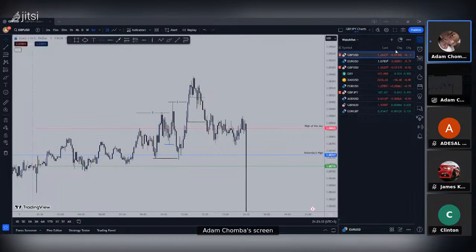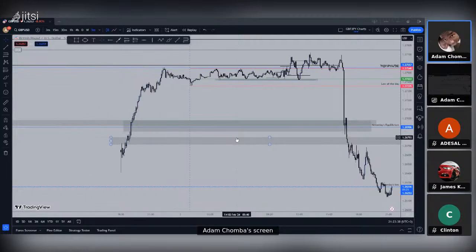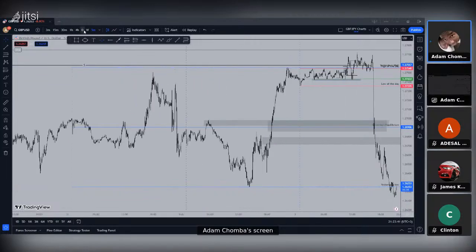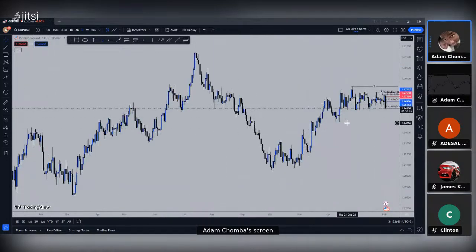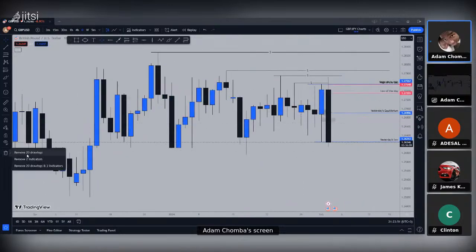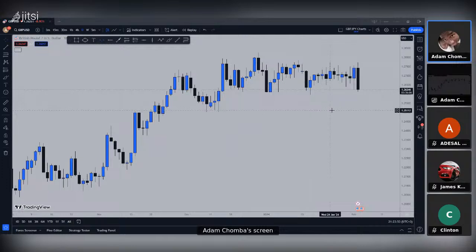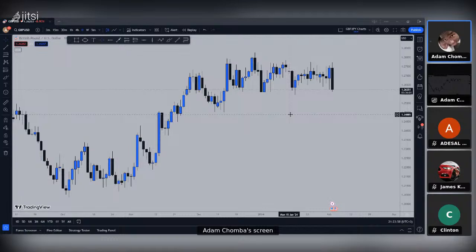So of course we'll start with the favorite pair, GBP USD, and I'll go all the way to the daily time frame first, so that you can see where we are. If you look at the daily time frame, you'll notice we have been ranging all through here. We are in a range.